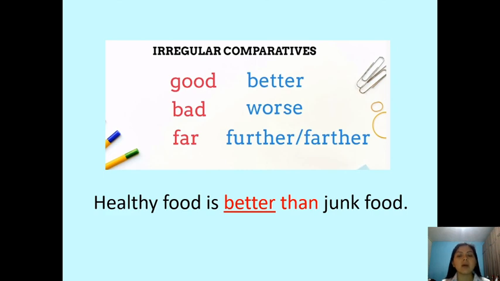So remember, we use comparative adjectives in order to compare two things, or two people, or two places, or two animals. But just two.